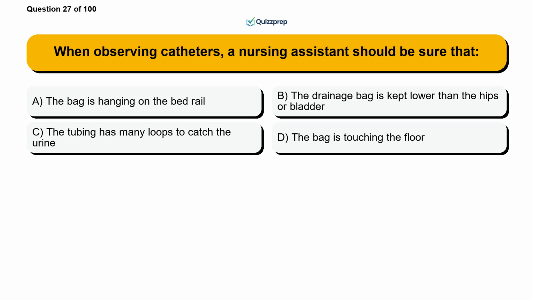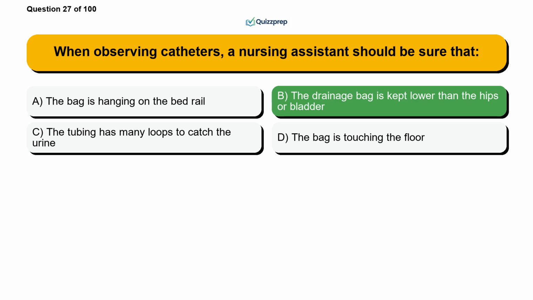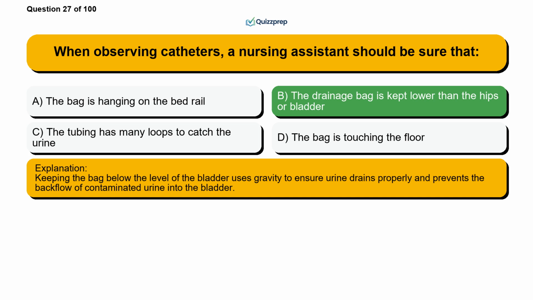Question 27. When observing catheters, a nursing assistant should be sure that: option A, the bag is hanging on the bed rail, option B, the drainage bag is kept lower than the hips or bladder, option C, the tubing has many loops to catch the urine, option D, the bag is touching the floor. The correct answer is option B, the drainage bag is kept lower than the hips or bladder. Keeping the bag below the level of the bladder uses gravity to ensure urine drains properly and prevents the backflow of contaminated urine into the bladder.